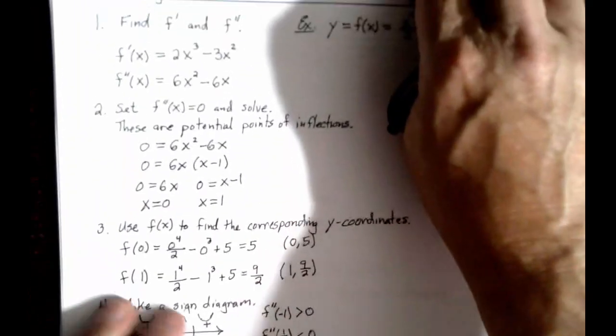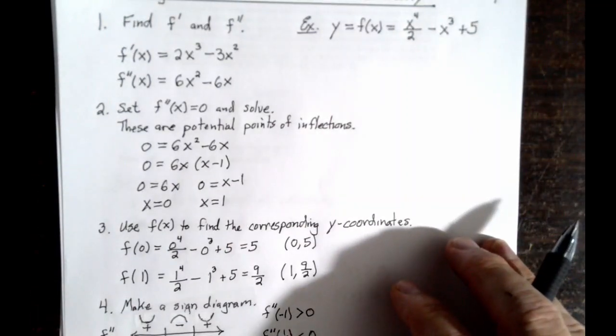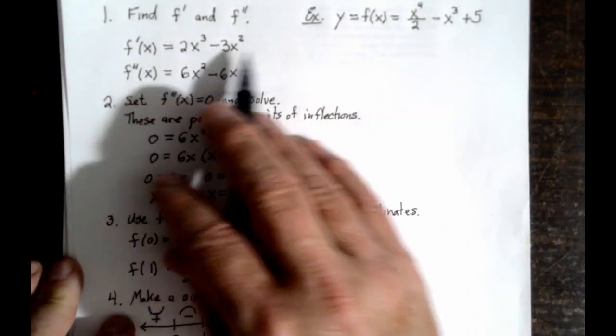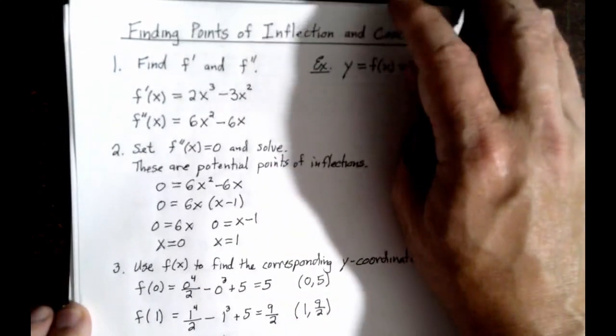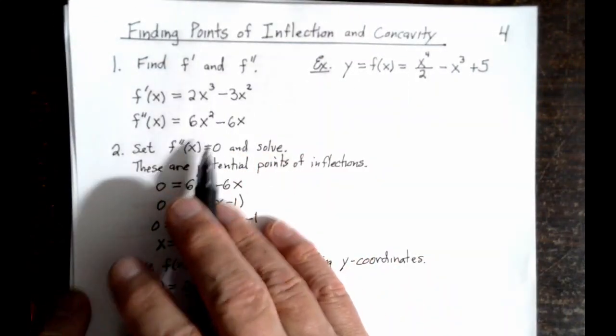Now, how do you find points of inflection and concavity? There's basically 4 steps. First step, find the first and second derivative, and I give you an example here. I take the first and then second derivative.